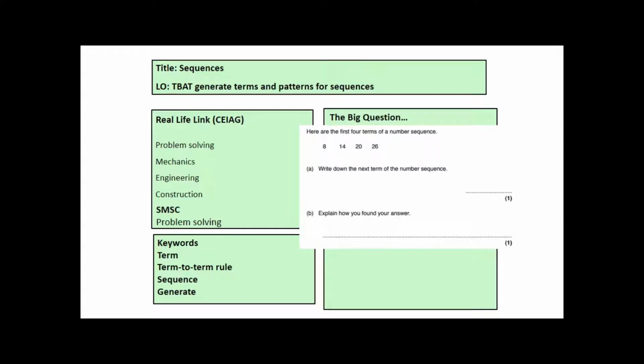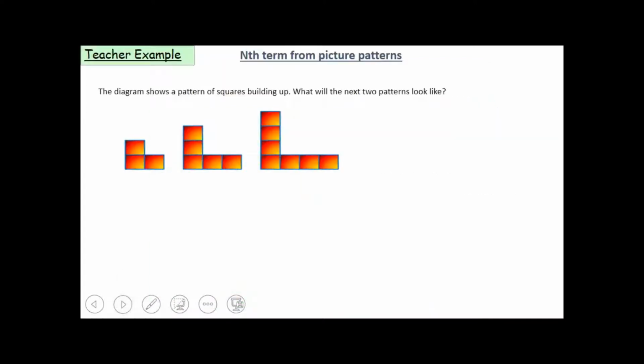Hello, what we're going to be looking at today is sequences, and the learning objective is to be able to generate terms and patterns for sequences. These are typical one or two GCSE mark questions. The first question says, the diagram shows a pattern of sequences building up. What will be the next two patterns?